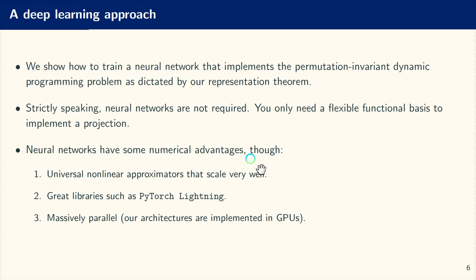Second, we have great libraries such as PyTorch Lightning, which are state-of-the-art and well tested by the industry. That means that the researcher, instead of starting from scratch in every paper, can rely on a lot of software, and the code will be quite simple, transparent, and easy to debug. And finally, because the neural networks are going to be massively parallel, and in particular, we can implement our architectures on graphic processing units like the ones that 99% of laptops and desktops have nowadays.